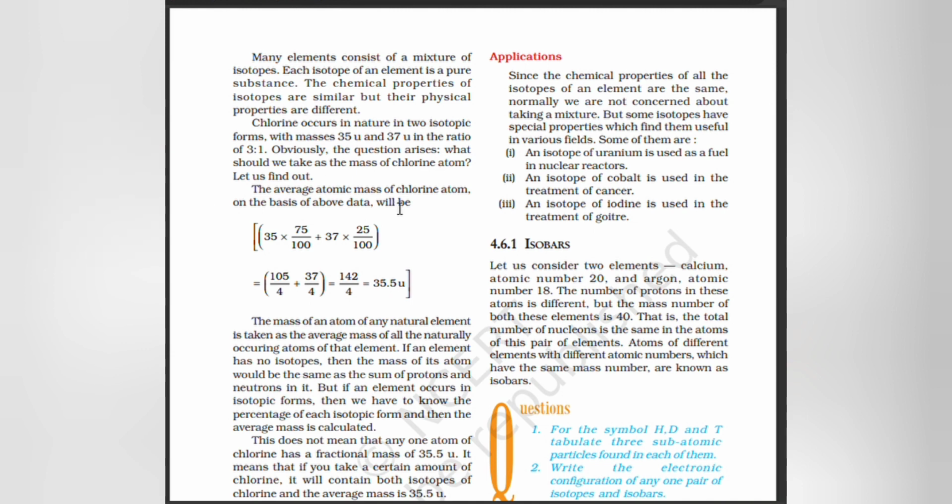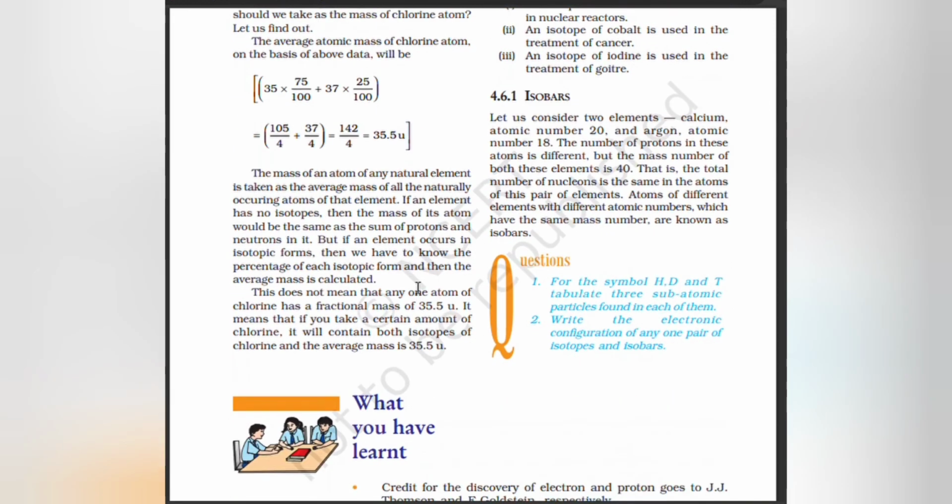Average atomic mass of chlorine atom on the basis of the above data: 35 into 75 by 100 plus 37 into 25 by 100, that's equal to 35.5 U. The mass of an atom of any natural element is taken as the average mass of all the naturally occurring atoms of an element. If an element has no isotope, then the mass of an atom would be the same as the sum of protons and neutrons in it.